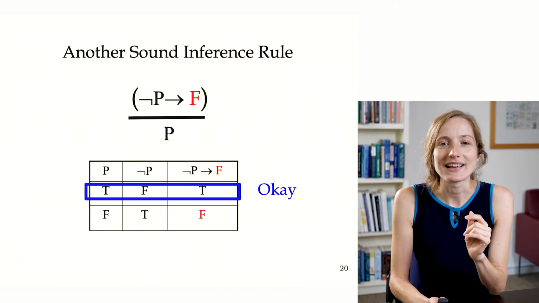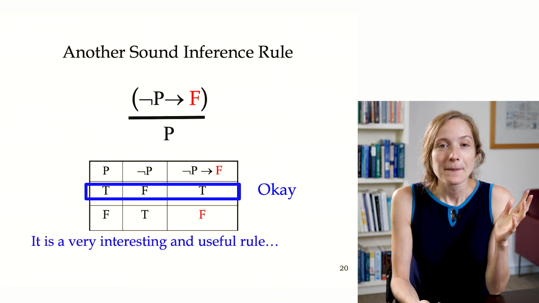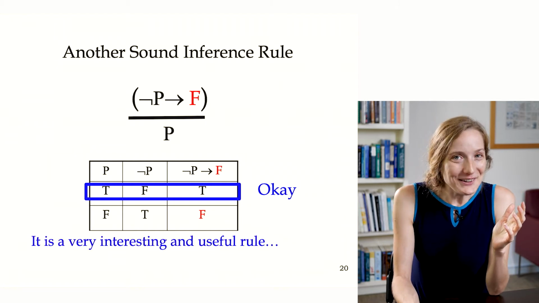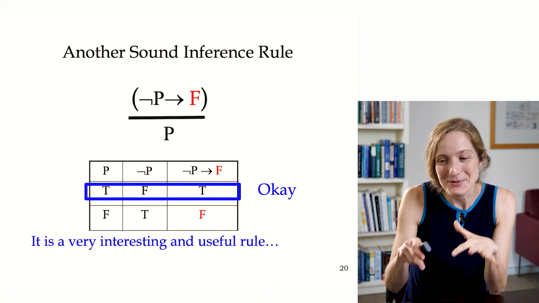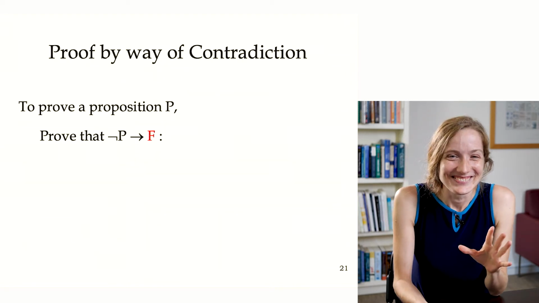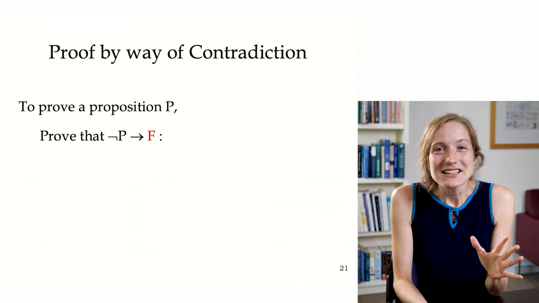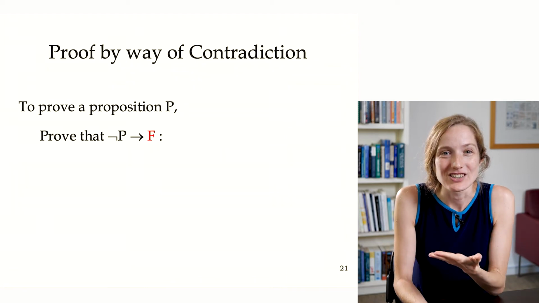Take a look back at this again. This maybe looks a bit arbitrary, but it turns out it is a very interesting and very useful rule. And this exactly leads the way to another approach of proof, proving by contradiction.